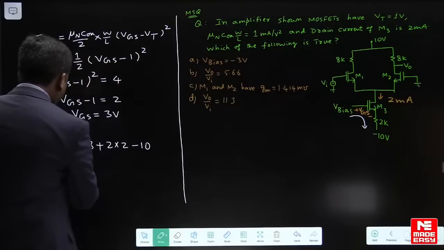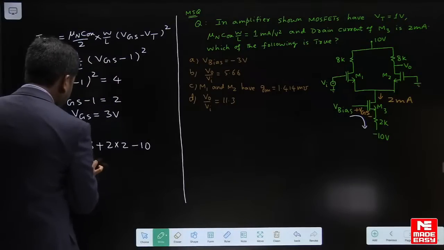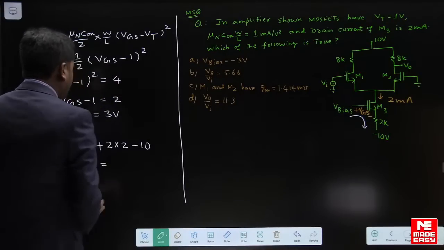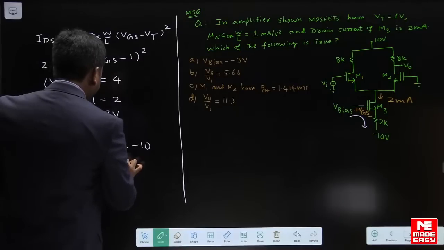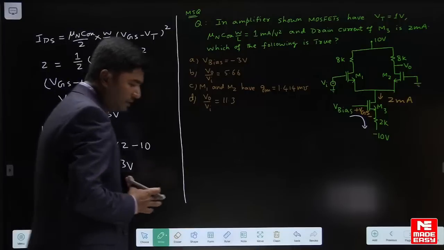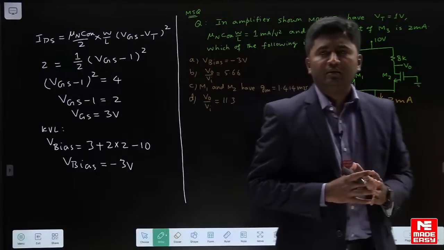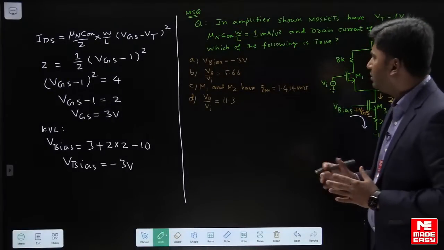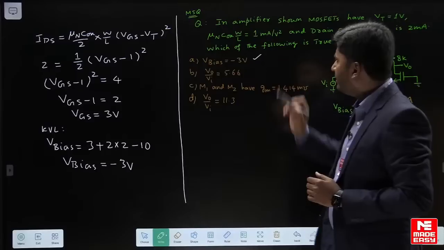And from here I get V bias is equal to 7 minus 10, that is minus 3 volt. So in this way the given circuit has a V bias value minus 3 volt. So we can say option A will be correct here.